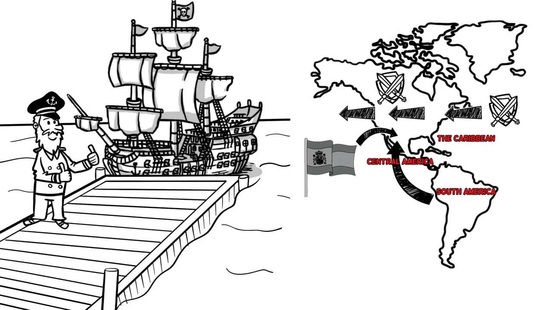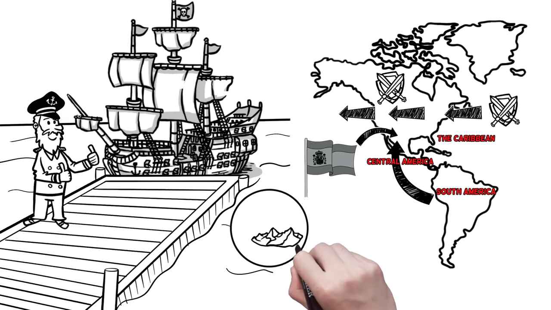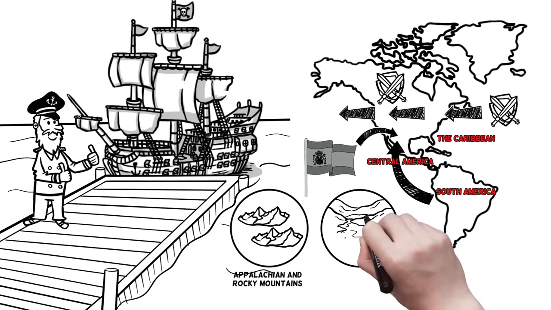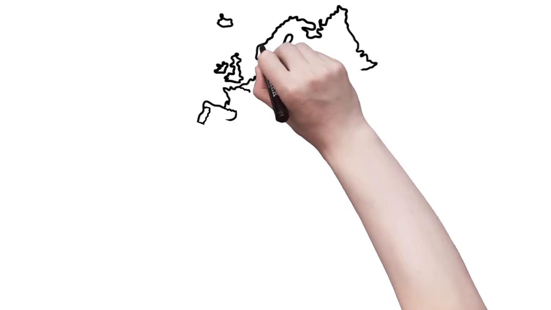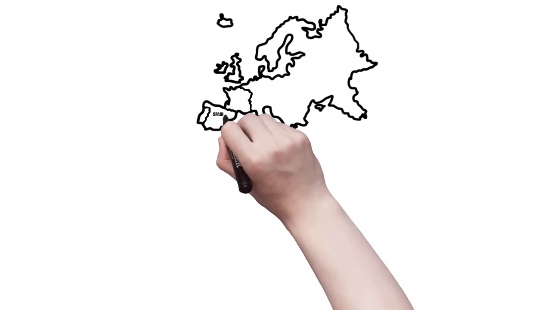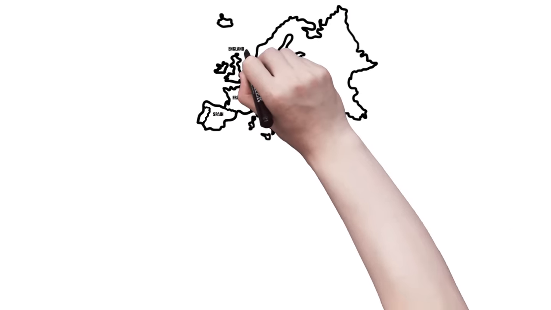European expansion was slowed by the multiple mountain ranges, such as the Appalachian and Rocky Mountains, and large rivers, such as the Mississippi, that divide the country, in addition to the harsh winters in many areas. European settlers were mostly from England, Spain, and France. Astonished by the rich resources and vast lands of North America, they were drawn to a newly discovered territory.